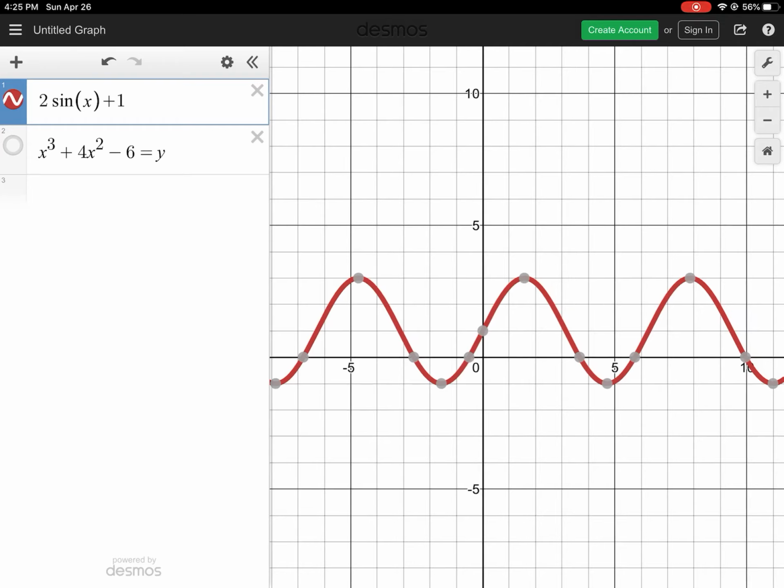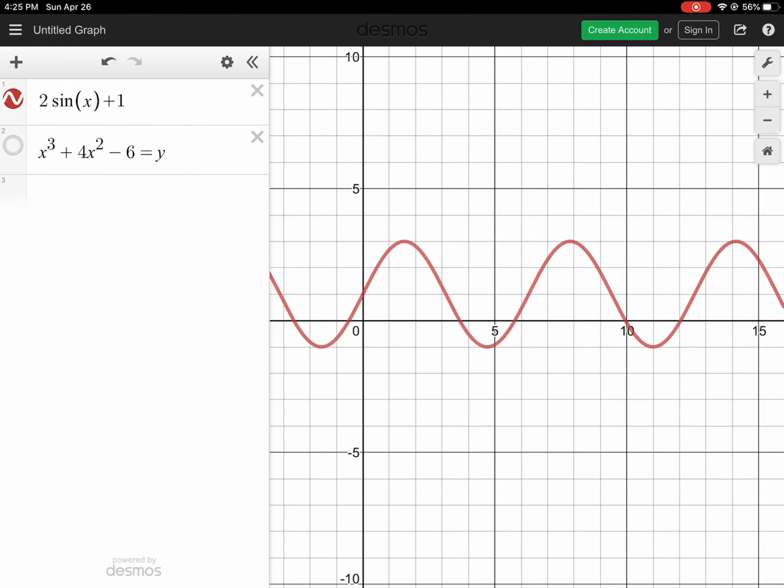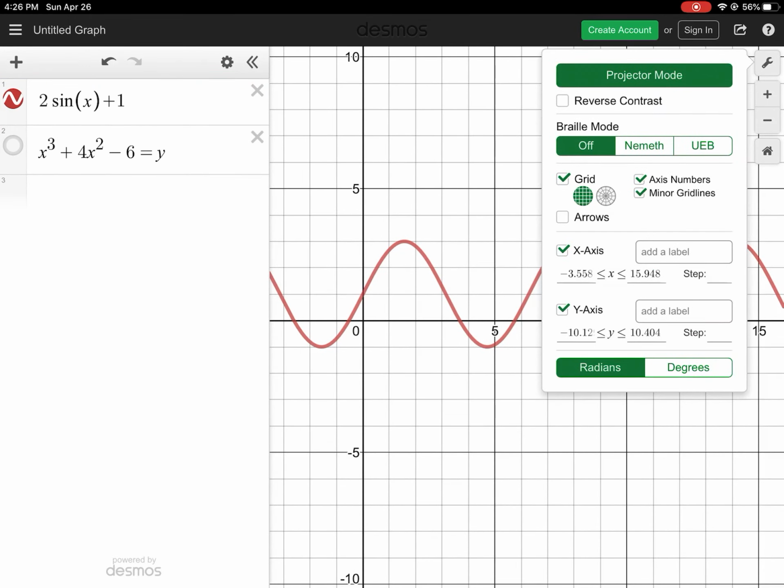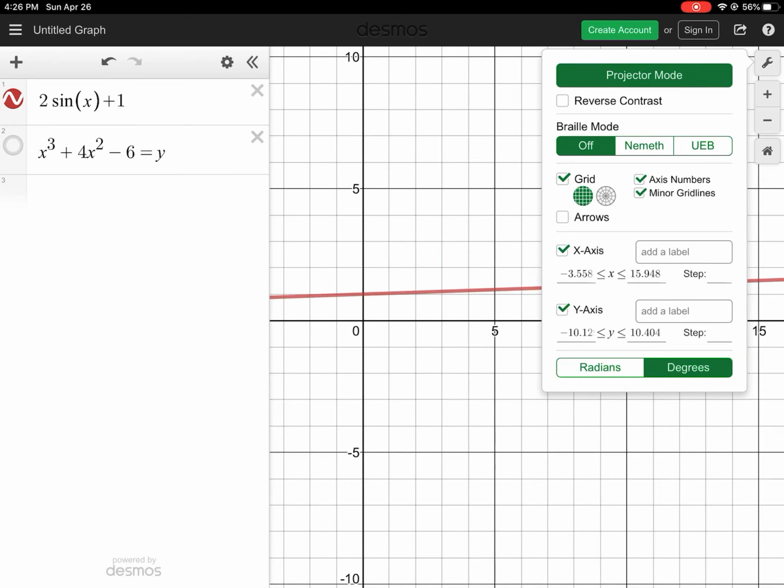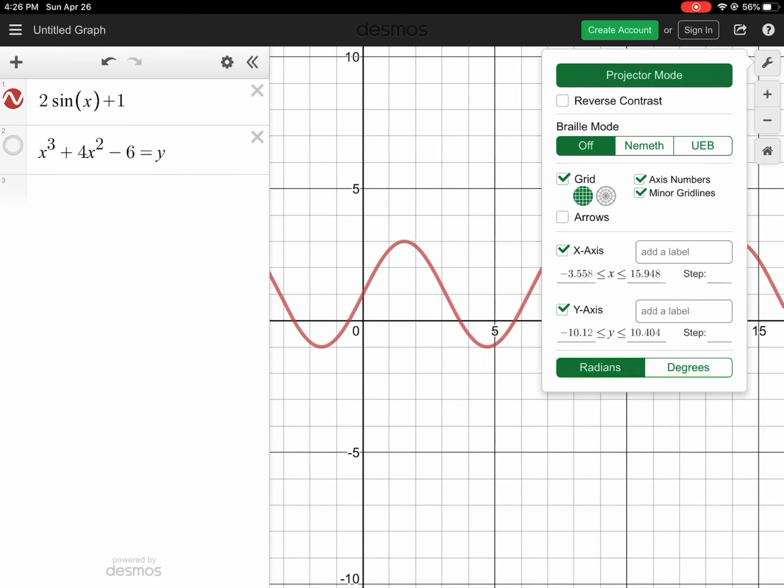So this is 2 sine x plus 1, okay? So I took sine of x, it's been multiplied by 2, and added 1, so we've shifted it up one space. Again, we're going to learn how to graph this pretty soon. When we want to look at the solutions, we're again looking for where does it cross the x-axis, right? And if you look at your little wrench here on Desmos, you can choose from having your x-axis in radians or in degrees, okay? Either way is fine.